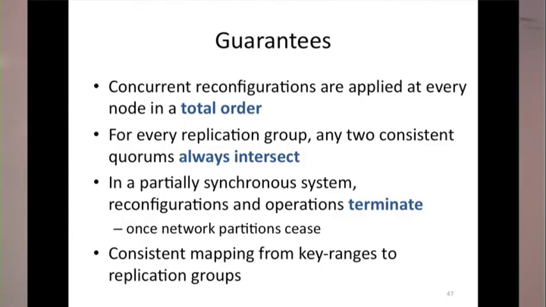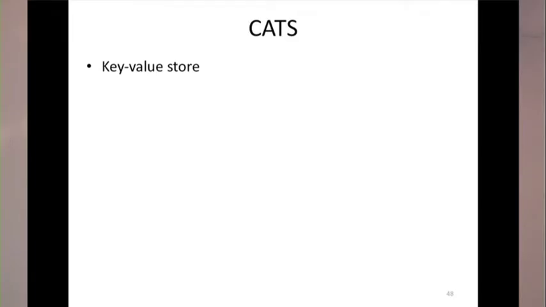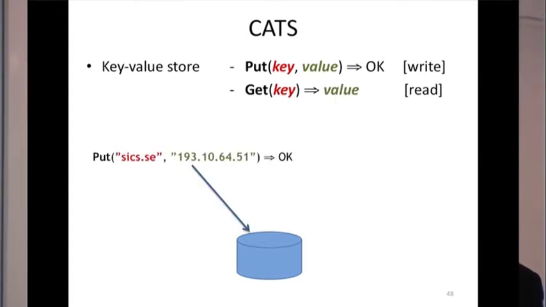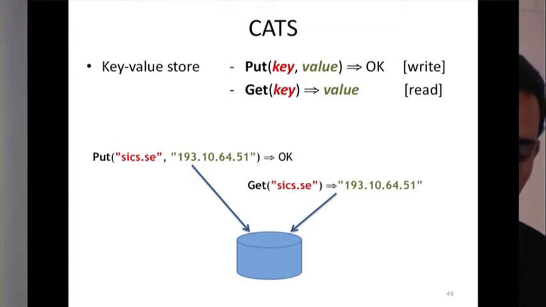So CATS basically gives a consistent mapping from the key ranges to the replication group. Using these ideas, we made a real implementation called CATS, implemented in Kompics. CATS is a storage system for keys and values, which means that if you have a data store, you can put a key against a value, and later you can retrieve it.